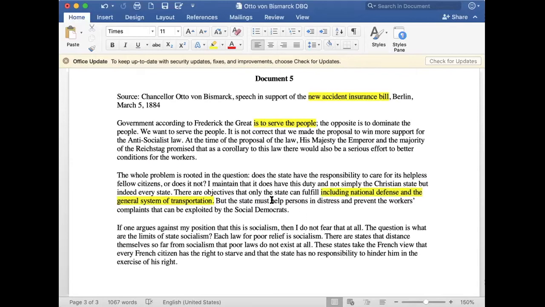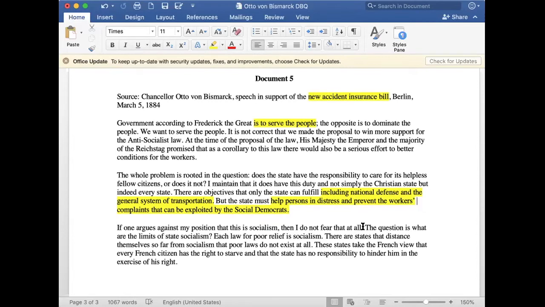This is significant, though: we must help persons in distress and prevent workers' complaints that can be exploited by the social democrats. So again, we see here he's trying to limit the political power of the socialist democrats by appealing to the workers, by trying to get worker support, by giving them more rights or benefits.